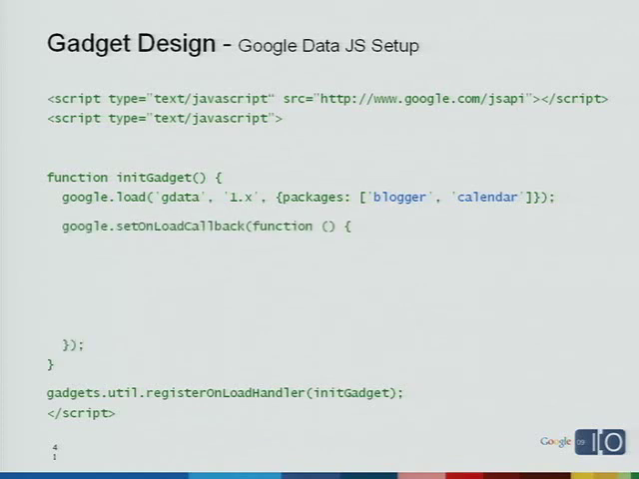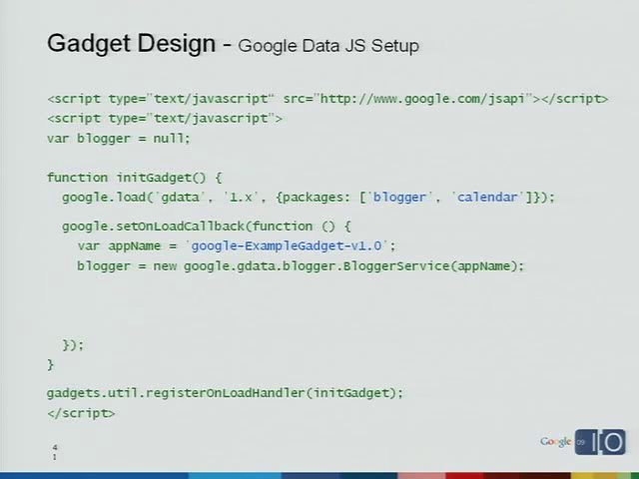So we'll set an onLoad callback for when the library loads. We're talking to Blogger, so we'll set up a Blogger service object, and we'll pass it the name of our application. It just takes the form of your company name, the name of your gadget, and a version number.